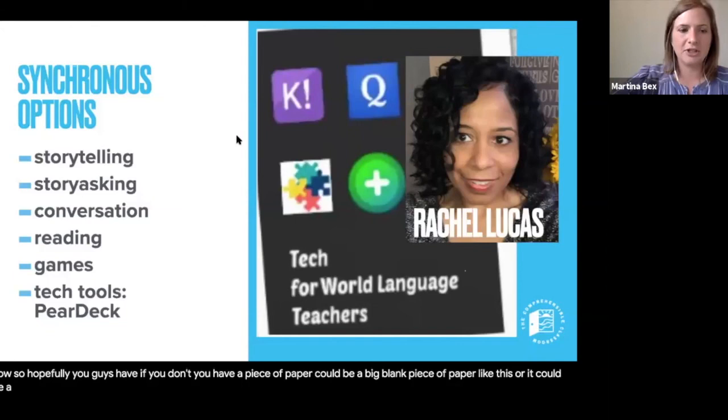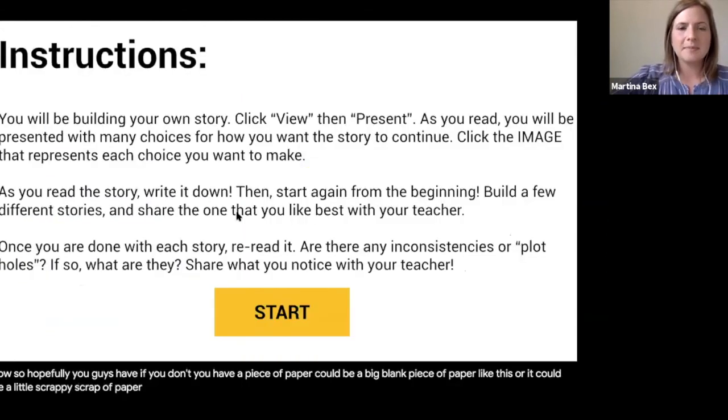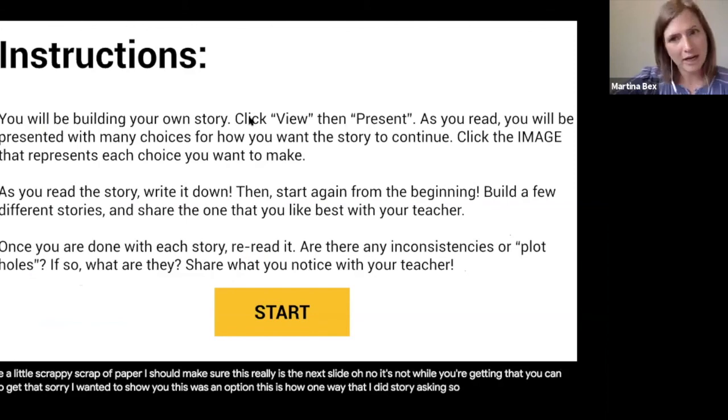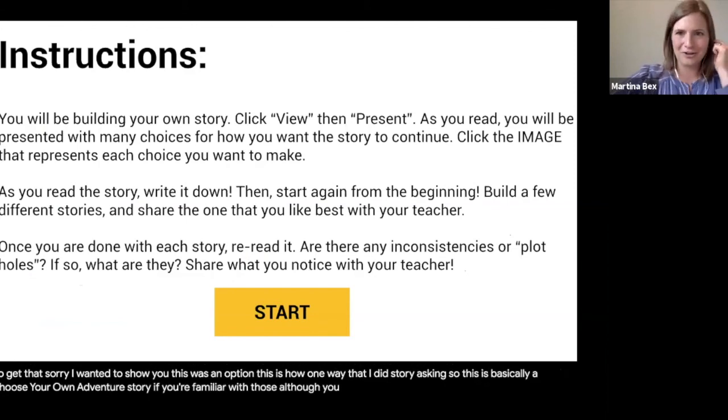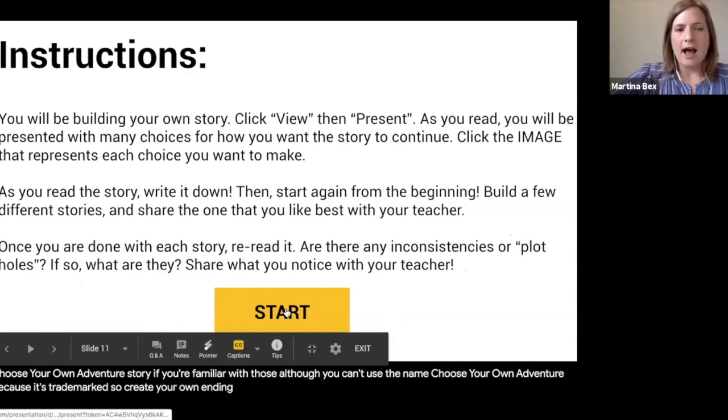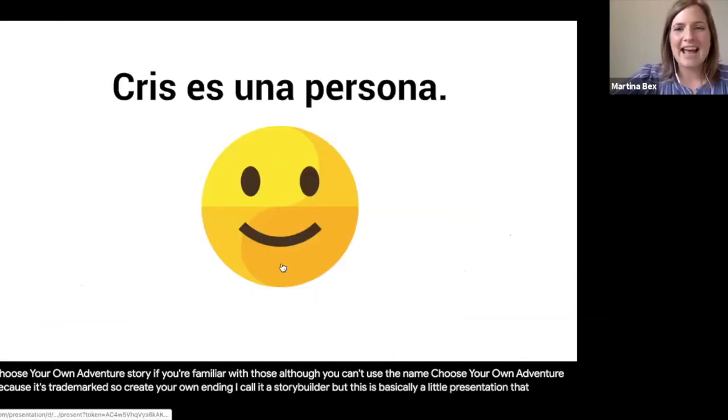This was an option. This is one way that I did story asking. So this is basically a choose your own adventure story, if you're familiar with those, although you can't use the name choose your own adventure because it's trademarked. So create your own ending. I call it a story builder. But this is basically a little presentation that I created for students using my curriculum. I'm not in the classroom anymore. That is a story with options built in.